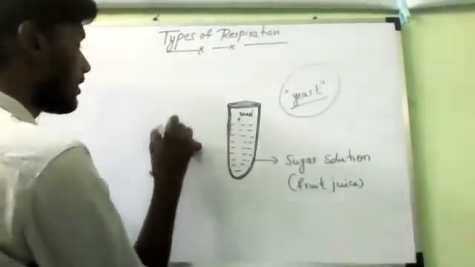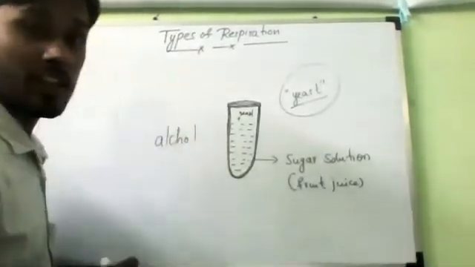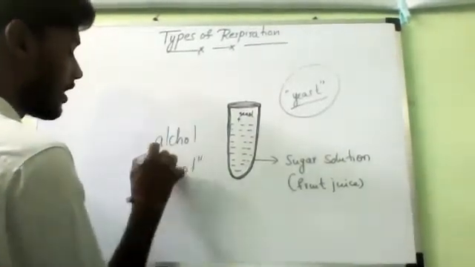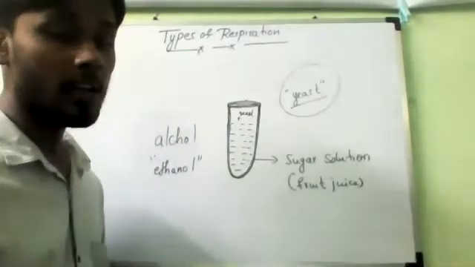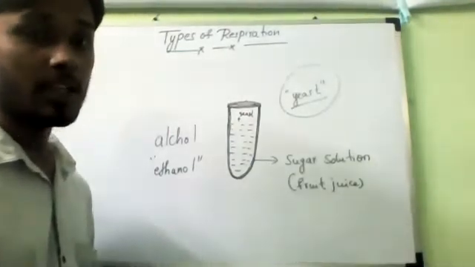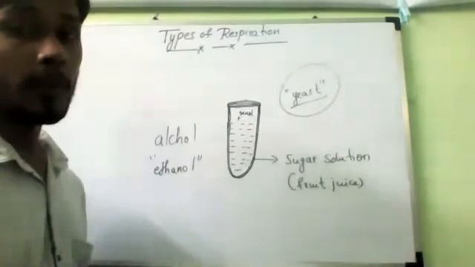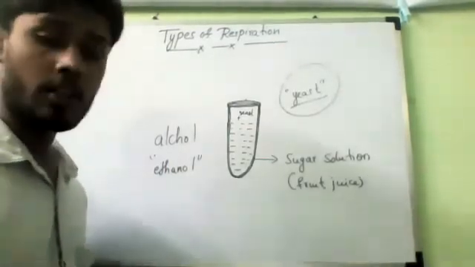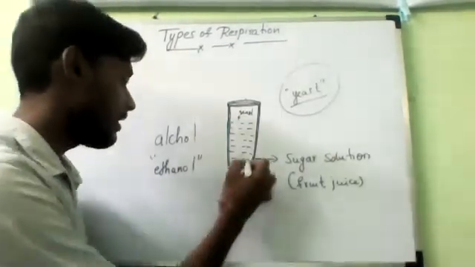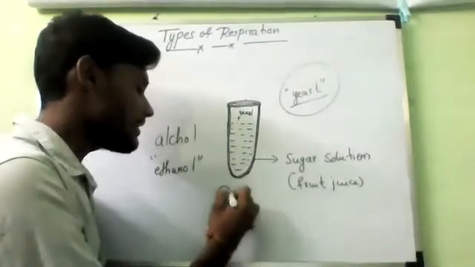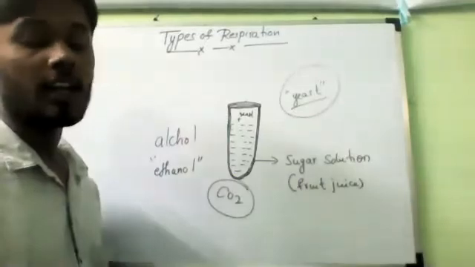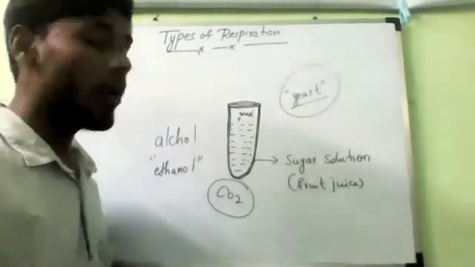We get the smell of alcohol. What is that alcohol called? Ethanol. This ethanol is also called ethyl alcohol. Everything is the same. So ethyl alcohol is obtained from the test tube. Here you can also see that a gas is evolved during this process. What is that gas? Carbon dioxide. Now, how do we test carbon dioxide?